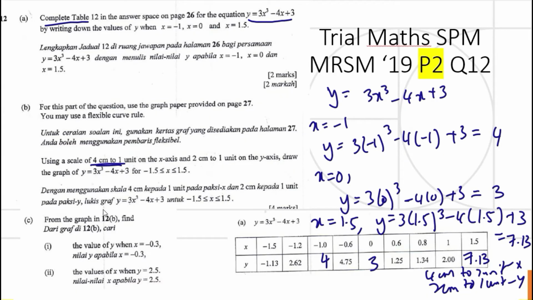So from the graph, find the value of y when x is equal to negative 0.3, and from the graph, find x when y is equal to 2.5. So what you should do is that you get x is equal to negative 0.3, so you put it towards the graph and then get y. So from x get y, and here from y is 2.5, you get the value of x.